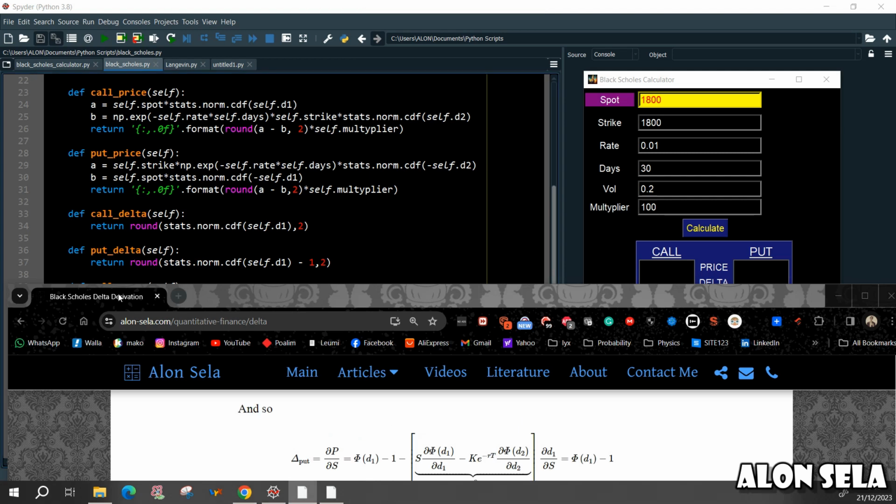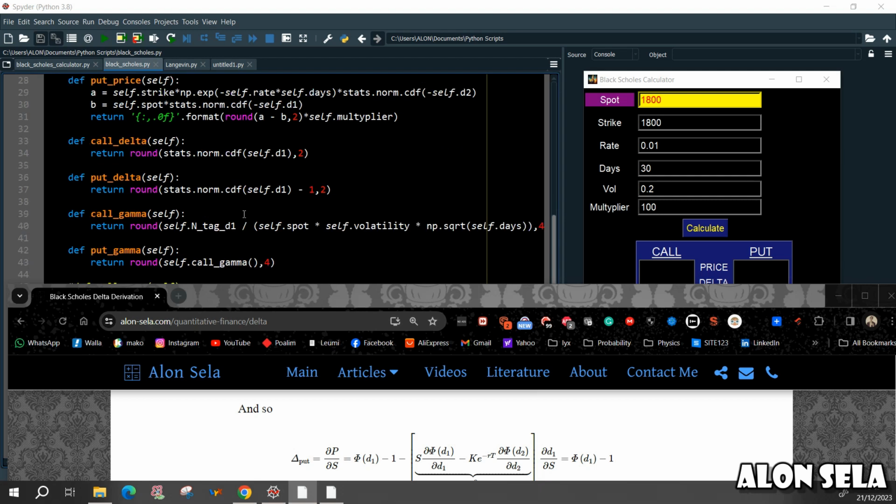For the put delta you can see that it is the CDF of D1 minus 1. This is the delta for the put option, and this is what I wrote here. It's the CDF of D1 minus 1, and again I rounded it so it will be easier to see and read. And of course you can see all this formula on my website, ALON/SELA.com.